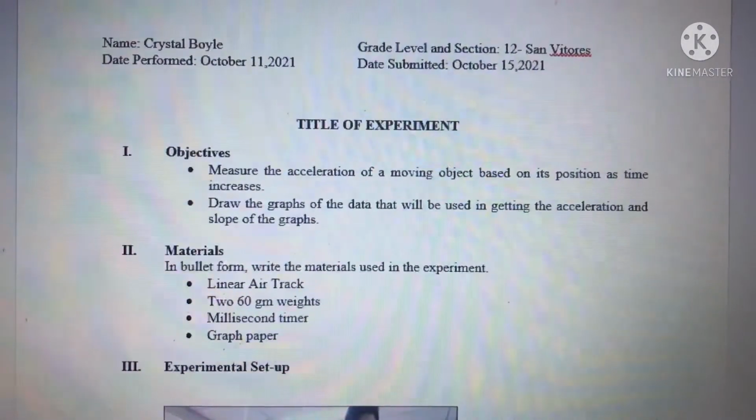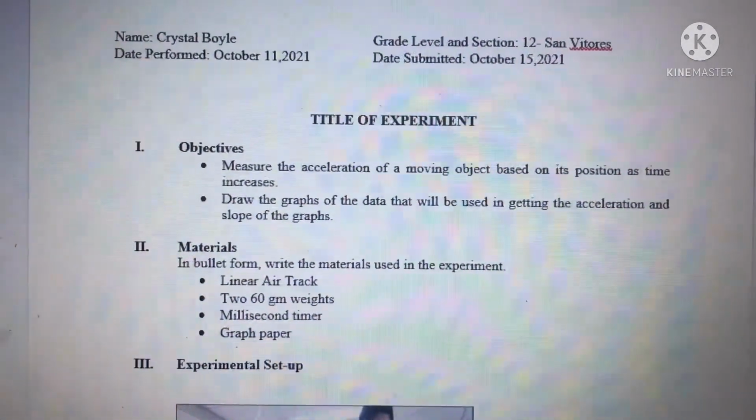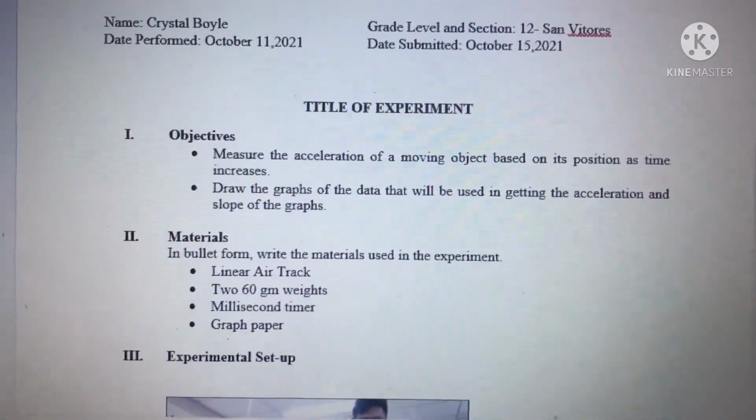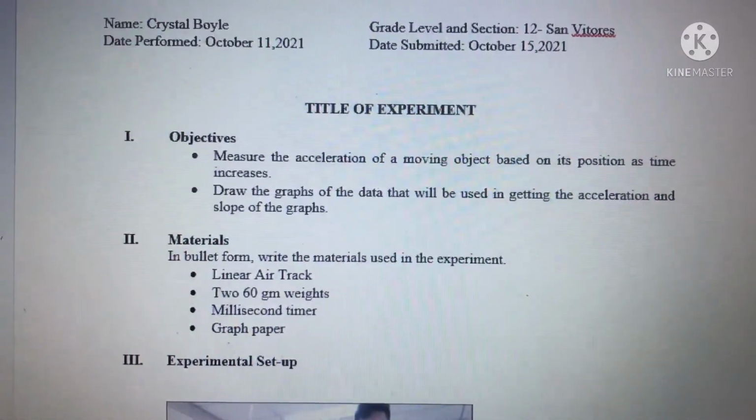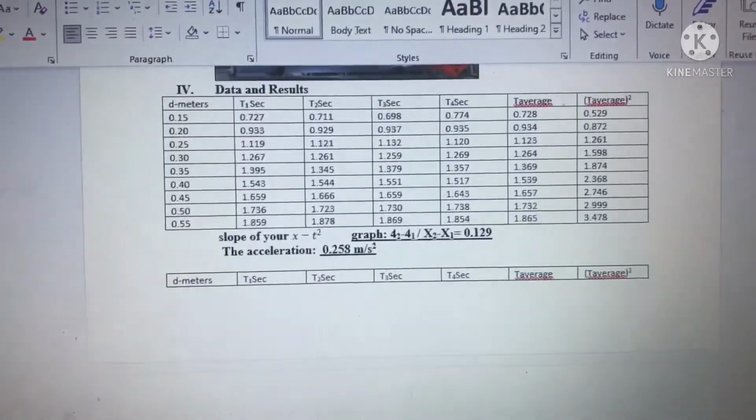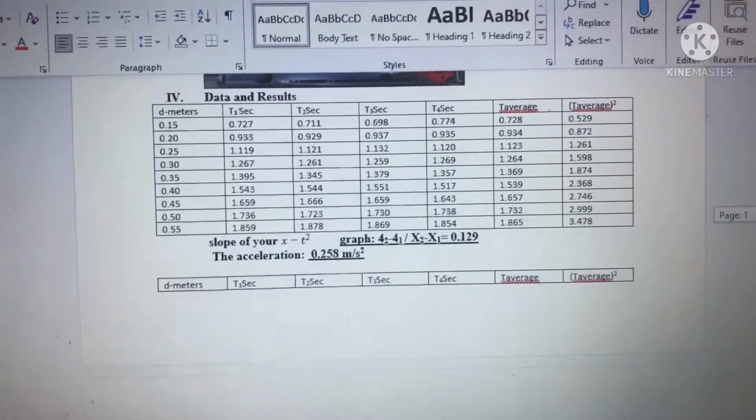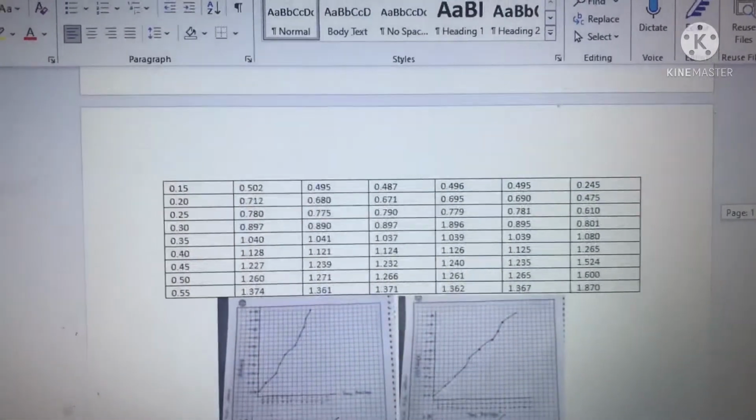For the materials, we are going to need a linear air track, 260 gm weights, a millisecond timer, and graphing paper. Here is the data and results for my data gathering. And this is my graph.